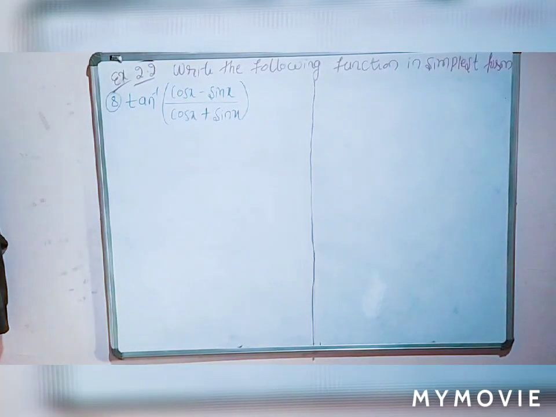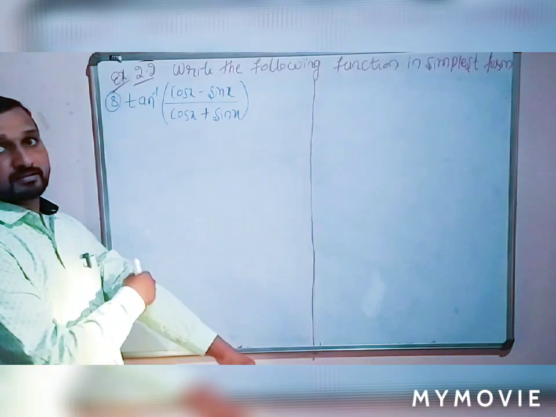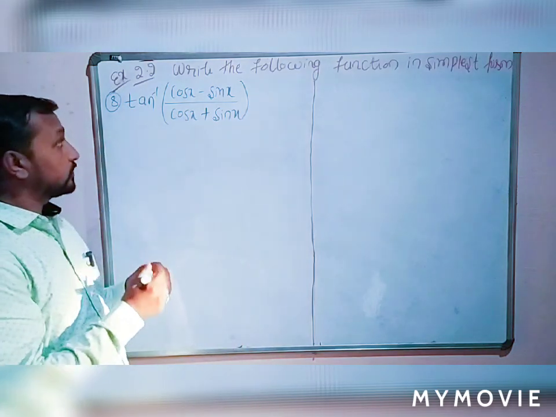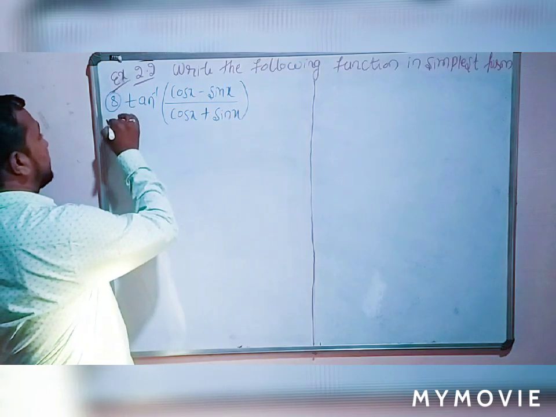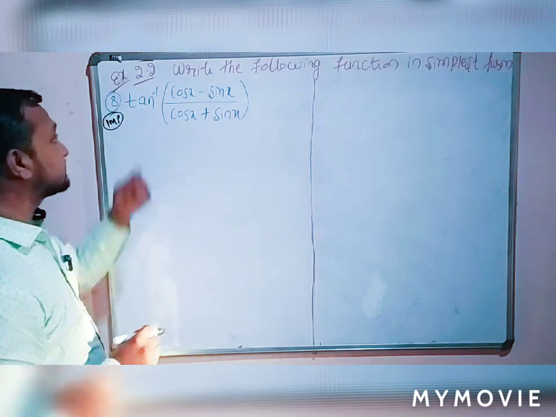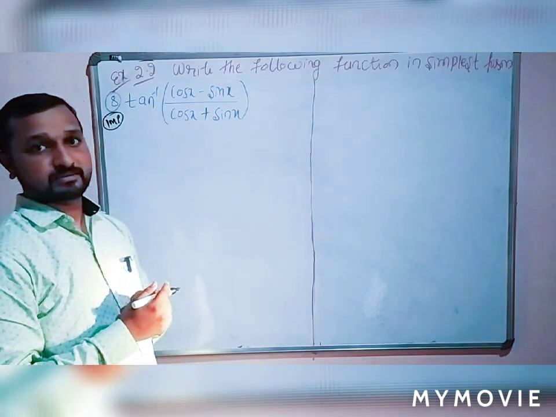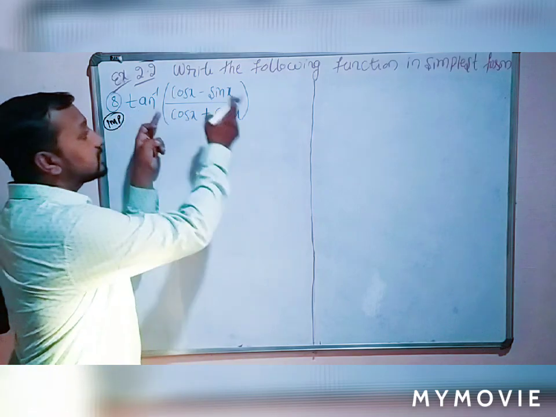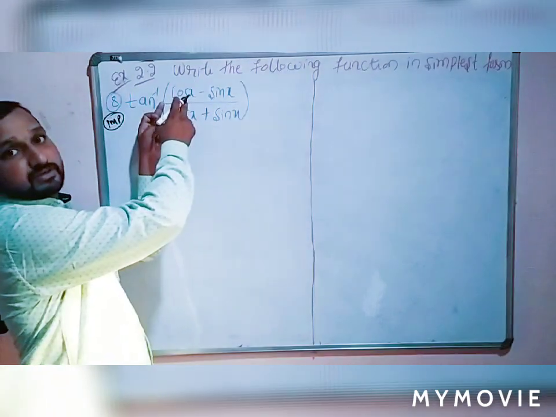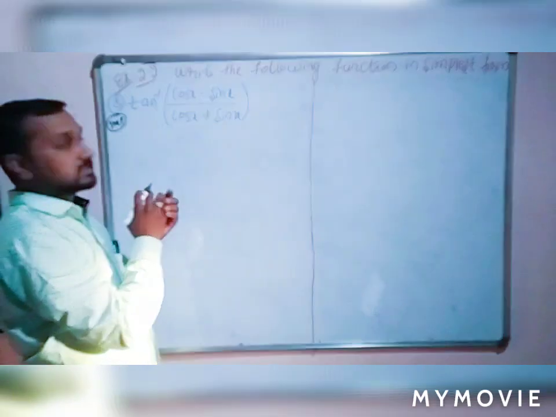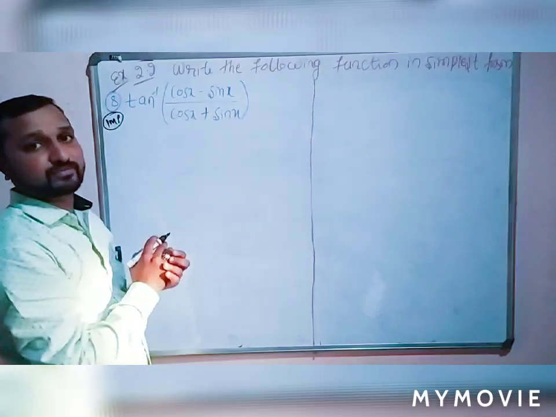Students, in the previous class, I gave an example for homework. This is a very important example for 2 marks. So in this example, what we have to do? First, tan inverse is there. Here in the bracket, we get a tan function. So tan inverse and tan get cancelled, but we do not directly get the tan function.